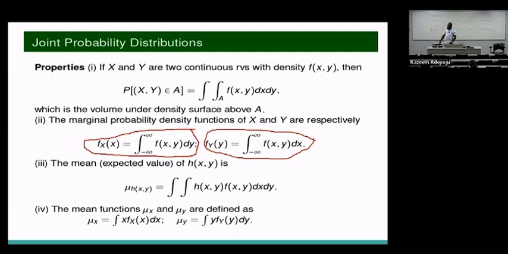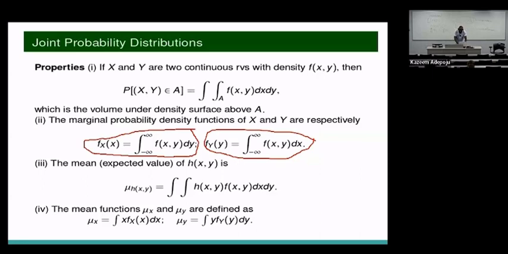I'm actually going to integrate f of x, y over the range of the variable I'm not interested in. If I'm interested in x, the integration will be done with respect to y. If I'm interested in y, the integration will be done with respect to x. The range of the integration is going to be the state space of the variable I'm not interested in.